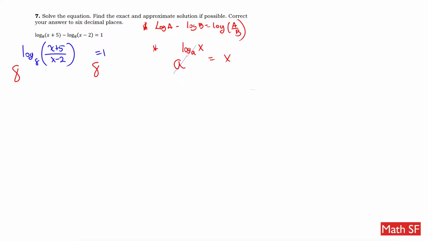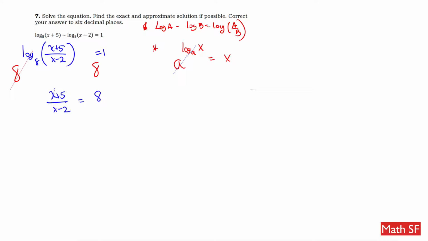So here in the video I'm putting a big 8, so these two will go away, and you are left with x plus 5 over x minus 2. And then what is 8 to the power of 1? 8 to the power of 1 is 8. So I need to solve this equation, right?